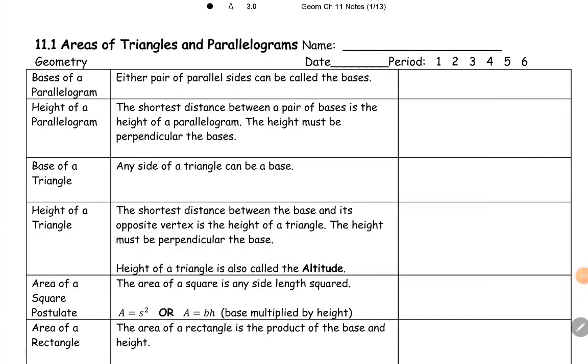Today in geometry, we'll be looking at areas of triangles and parallelograms. Now, when we see a parallelogram, we have two pairs of opposite sides that are parallel and the same length. What we call the base could be either of those pairs, but normally we pick the one that sits on the bottom.